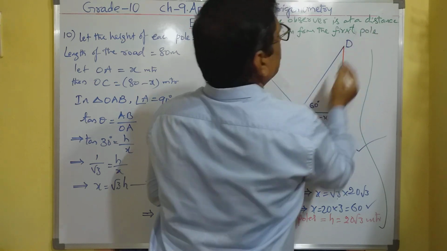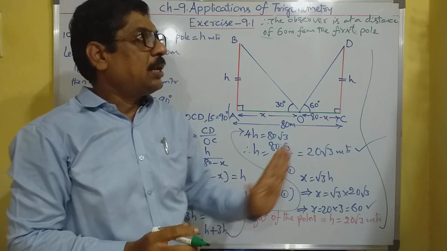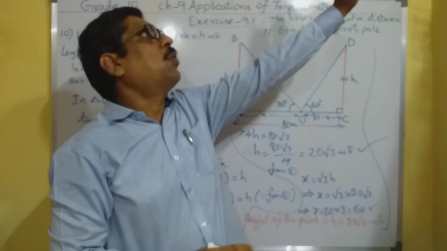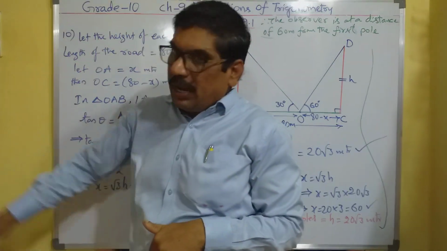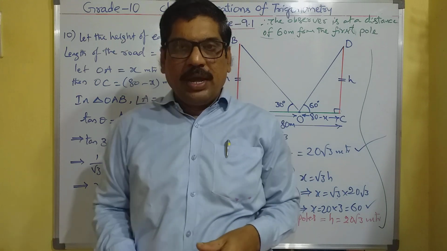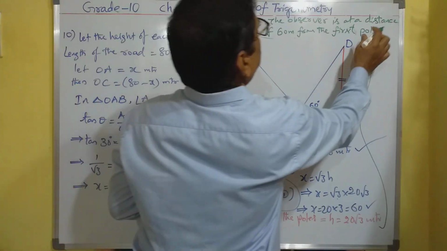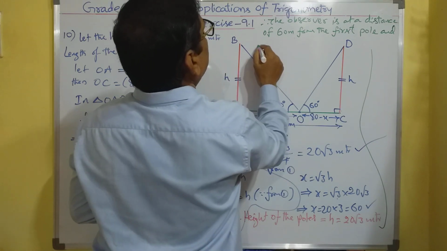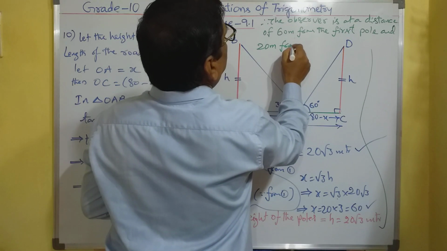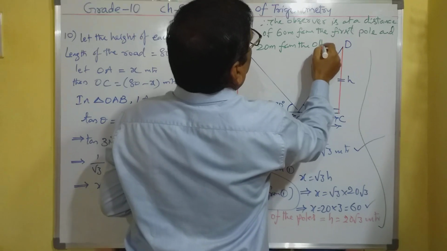So the total distance, for example, if I am standing here, if I am looking at this pole at a distance of 60 meters, what is the remaining distance out of 80? 80 minus 60, that is 20 meters from the other pole.